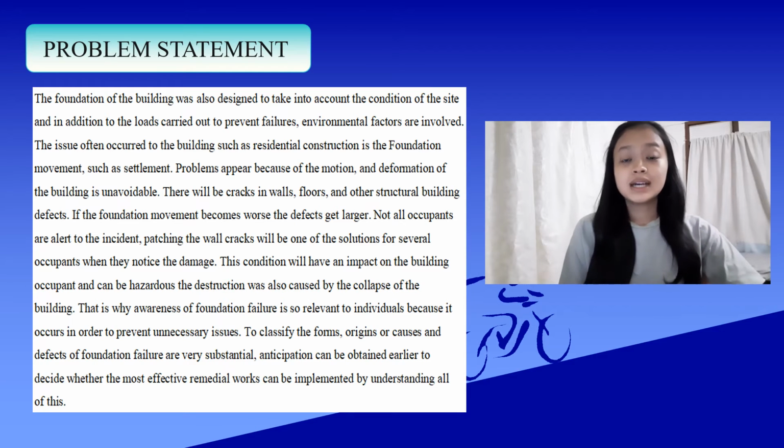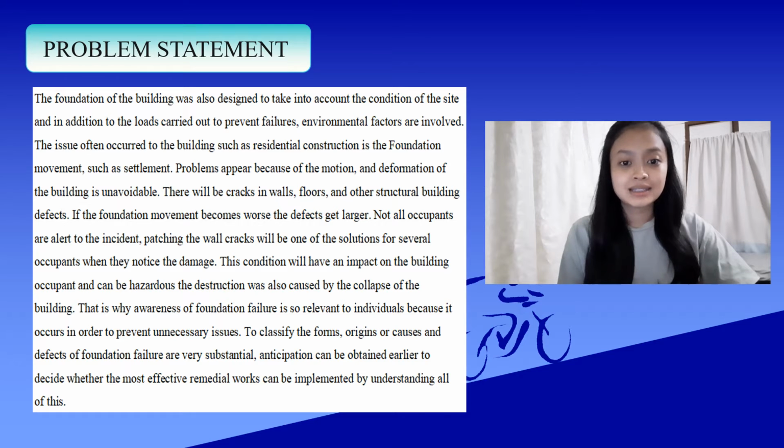Problem statement. The foundation of the building was designed to take into account the condition of the site and, in addition to the loads carried, to prevent failures, environmental factors are involved. The issue that often occurs to buildings, such as residential construction, is foundation movement, such as settlement. Problems appear because of the motion, and deformation of the building is unavoidable.